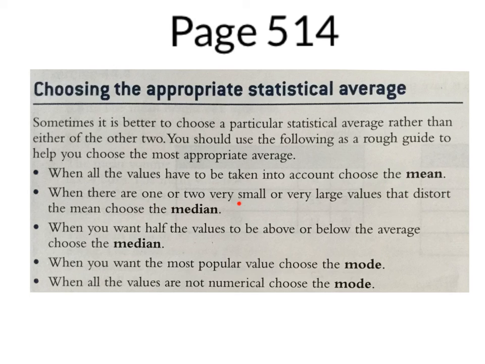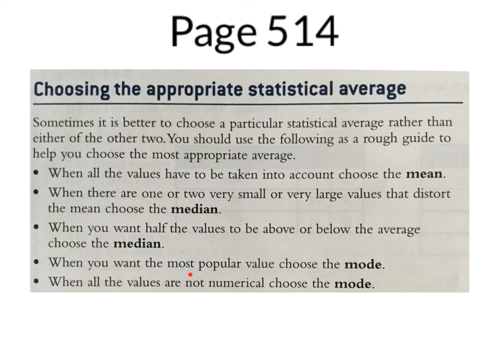When there are one or two very small or very large values that distort the mean, choose the median. So the mean is not very good if you've got what you would call outliers or anomalies, a very small number or a very large number. So the median doesn't take that into account, so it's a better one to choose in that case. When you want half the values to be above or below the average, choose the median. So for example, if you know the middle person in the class, you'll know if you're taller or smaller than half the class. So the median gives you a true halfway point or middle value.